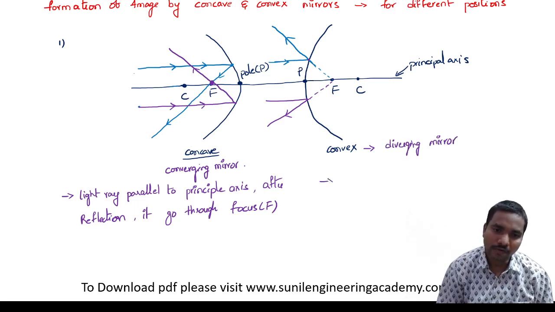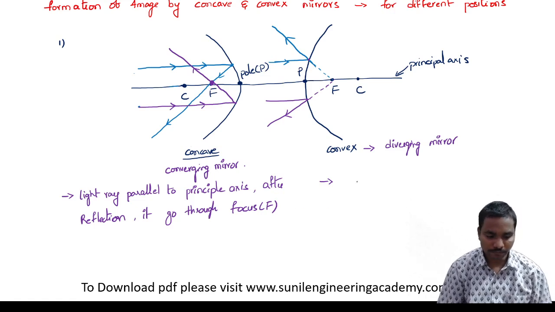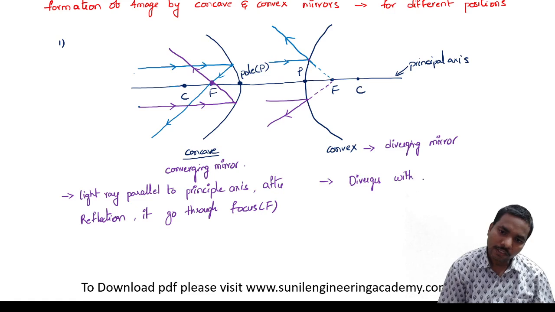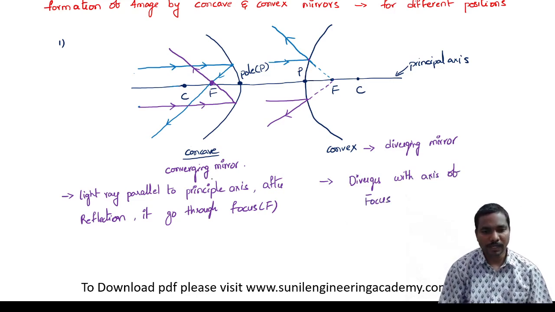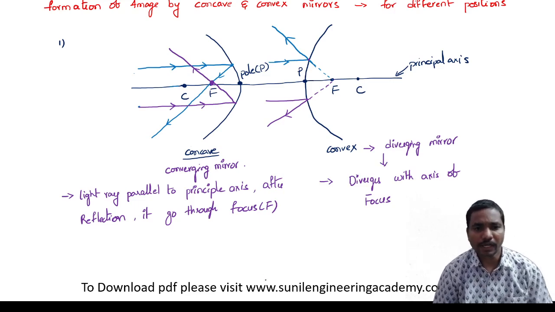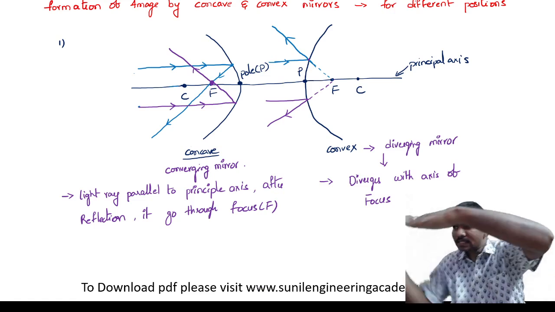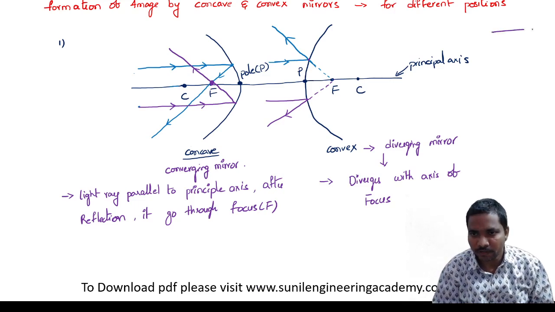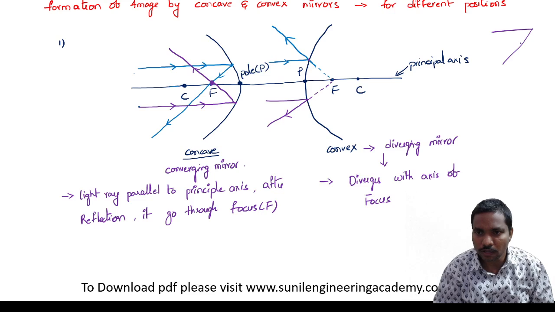So here what is happening? After reflection, it diverges along the axis of the focus. Remaining same: the light ray is parallel to the principal axis. After reflection, it diverges along the axis of the focus. That is the first point. All of you clear? Any light ray parallel to the principal axis, after reflection, will go through the focus.